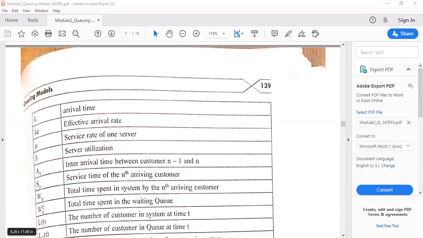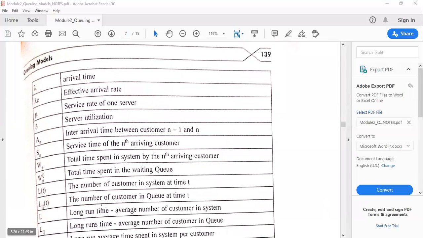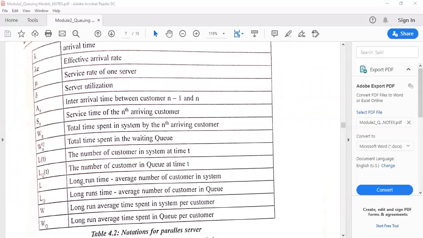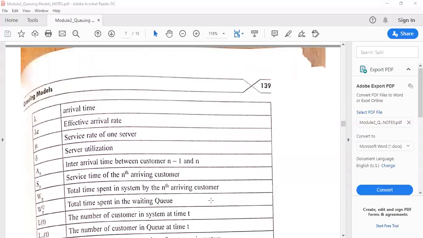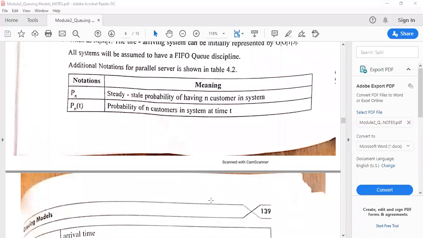L of t is the number of customers in the system at time t. Q of t is the number of customers in the queue at time t, and capital L is nothing but the long run time average number of customers in the system. LQ is the long run time average number of customers in the queue. W is the long run average time spent in the system per customer, and WQ is the long run average time spent in the queue per customer. These are the different notations which are used for parallel servers.